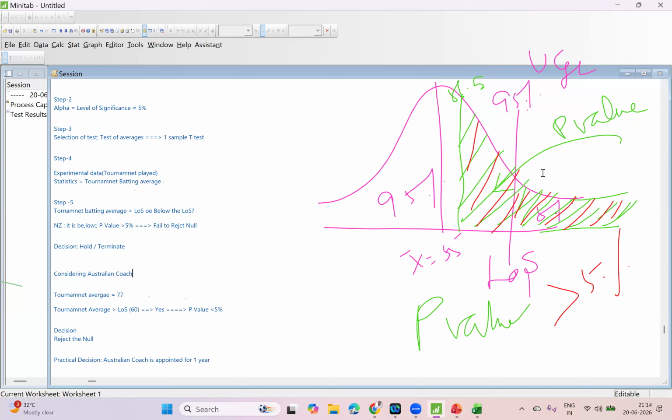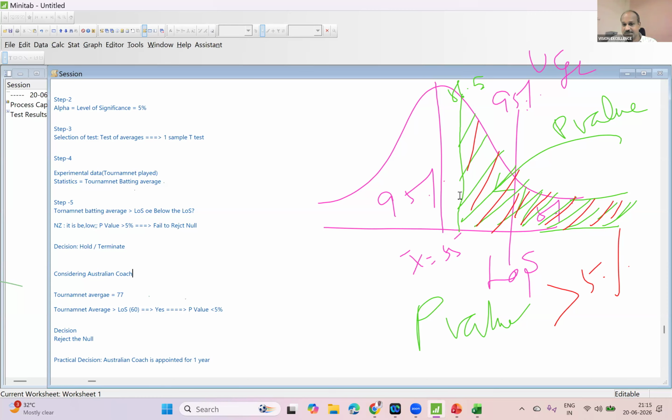So either you can check like this, right or left. If it is right, significant, reject the null. If it is left, insignificant, fail to reject the null. Another way is, instead of checking right or left, you can just check the associated p-value. What is the p-value? Wherever you are available. Yes, 56.5, you are here. Now the p-value refers to the green color hatching area. And clearly from this graph, the green color hatching area is above 5%, because from infinity up to the LOS is already 5%.